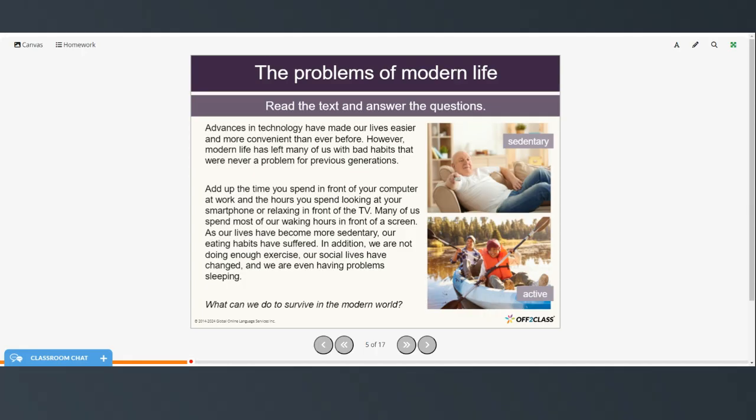Advances in technology have made our lives easier and more convenient than ever before. However, modern life has left many of us with bad habits that were never a problem for previous generations. Add up the time you spend in front of your computer at work and the hours you spend looking at your smartphone or relaxing in front of the TV. Many of us spend most of our waking hours in front of a screen. As our lives have become more sedentary, our eating habits have suffered. In addition, we are not doing enough exercise, our social lives have changed, and we are even having problems sleeping. So, what can we do to survive in the modern world?